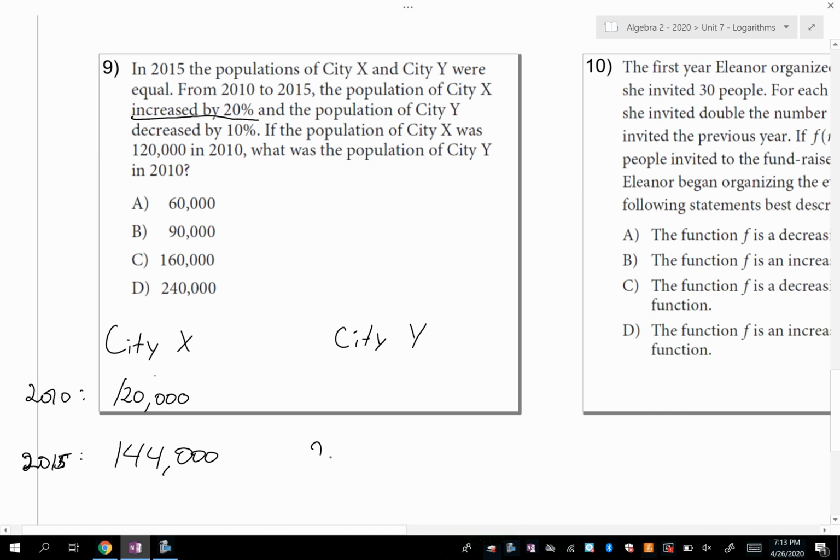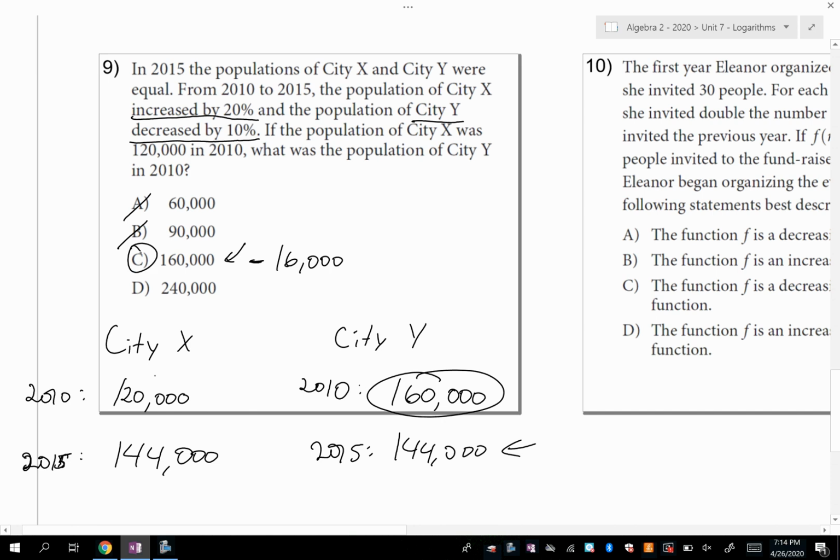Now in 2015, they have the same population. So city Y has the same population. In 2010, it's not going to have 120,000 because it says from 2010 to 2015, city Y's decreased by 10%. So this number in 2010 needs to be higher than 144,000. So immediately A and B are wrong because I can't go from 60 or 90,000 and decrease to get 144,000. Now it's decreasing by 10%. I know that 10% of 160,000 is 16,000. So if you subtract 160,000 minus 16,000, you guessed it, you get 144,000. So this is the population of city Y back in 2010. Again, not really exponential, but still talking about increasing and decreasing populations by percentages.